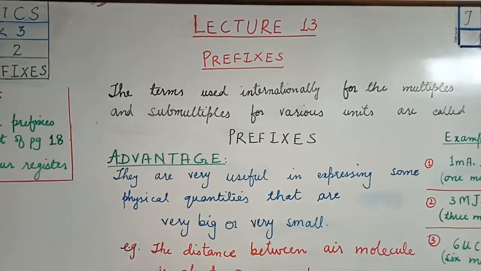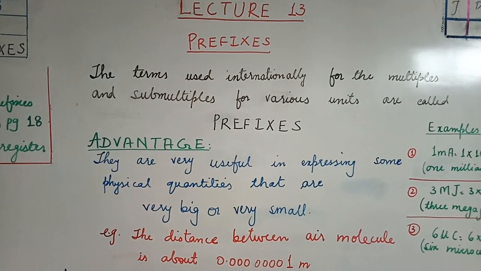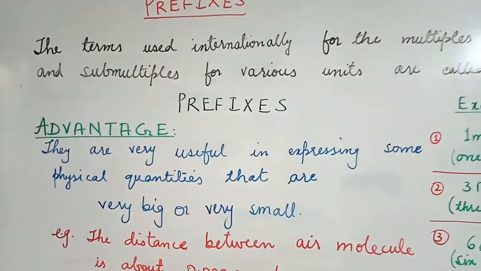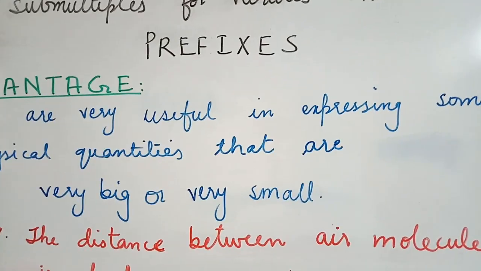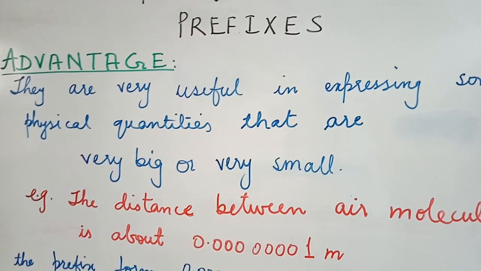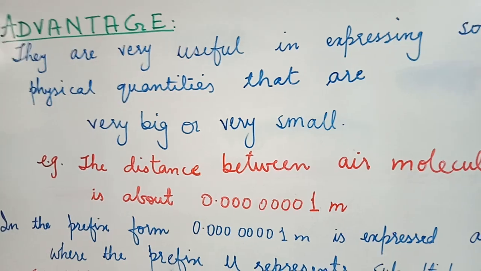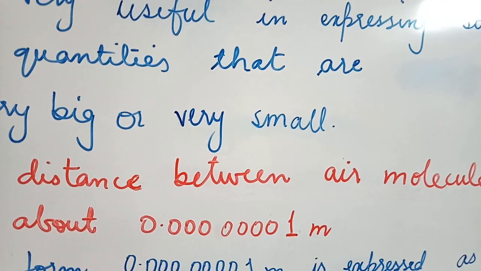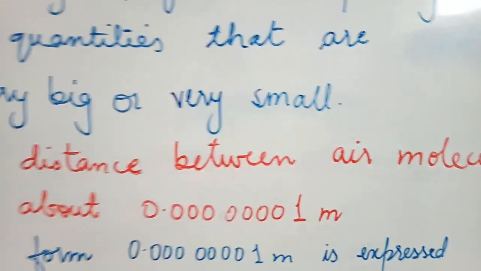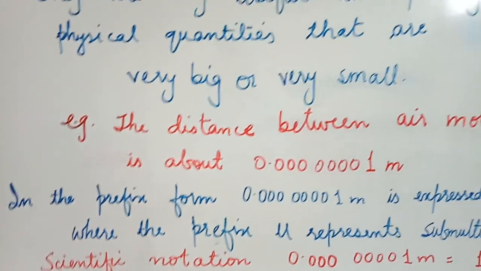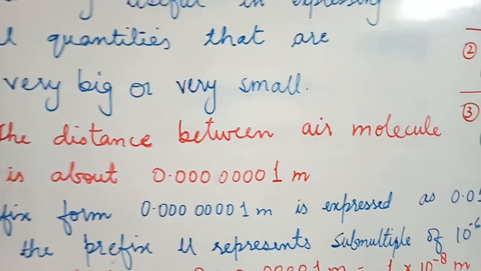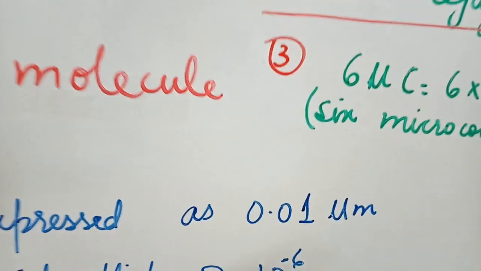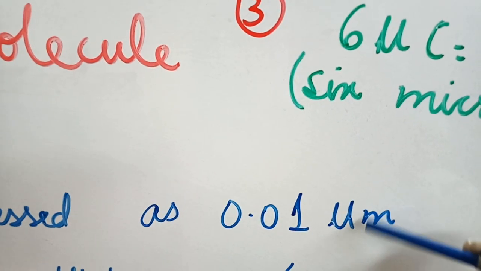The advantage of these prefixes is that they are very useful in expressing some physical quantities that are very big or very small. For example, when we talk about the distance between air molecules, it is about 0.00001 meters. The prefix form of this distance between air molecules is expressed as 0.01 micrometers. What is this micrometer?